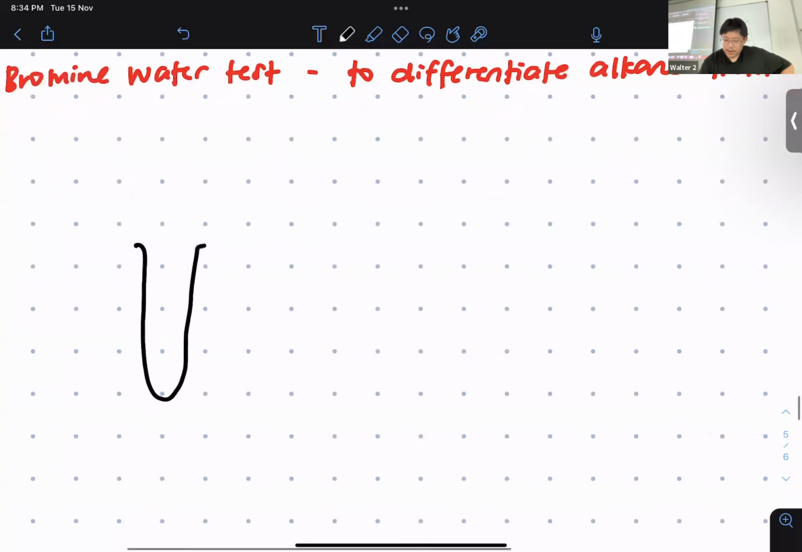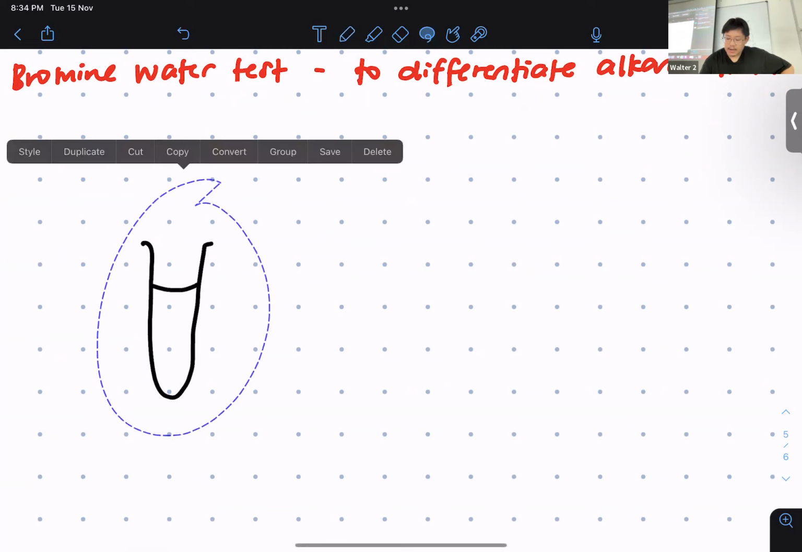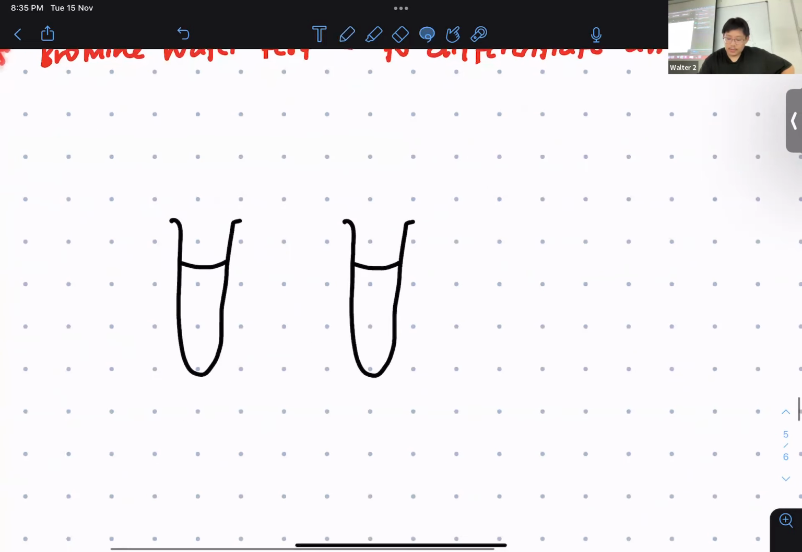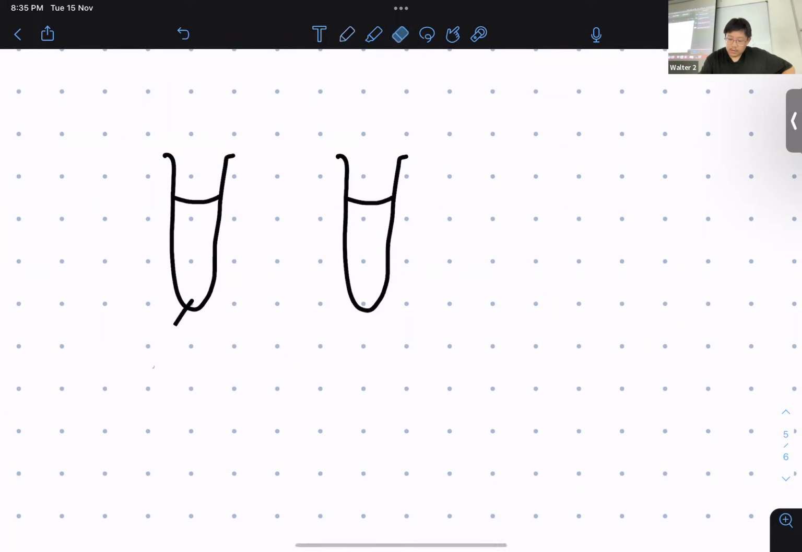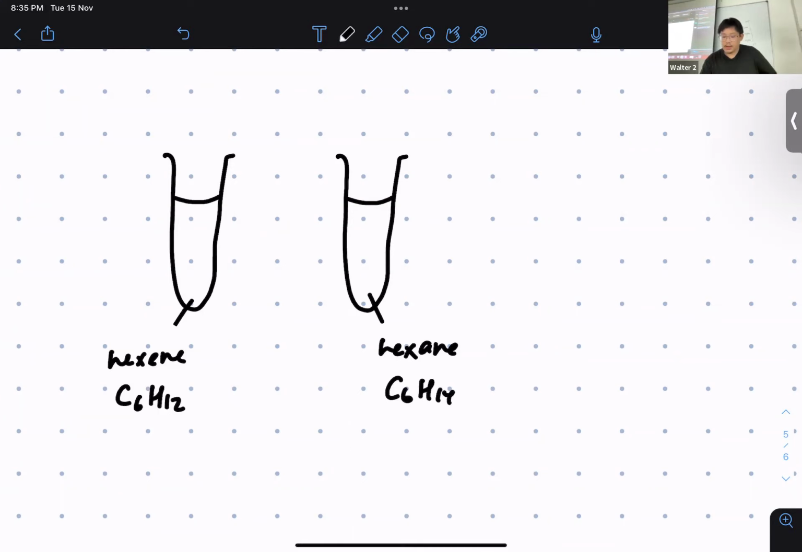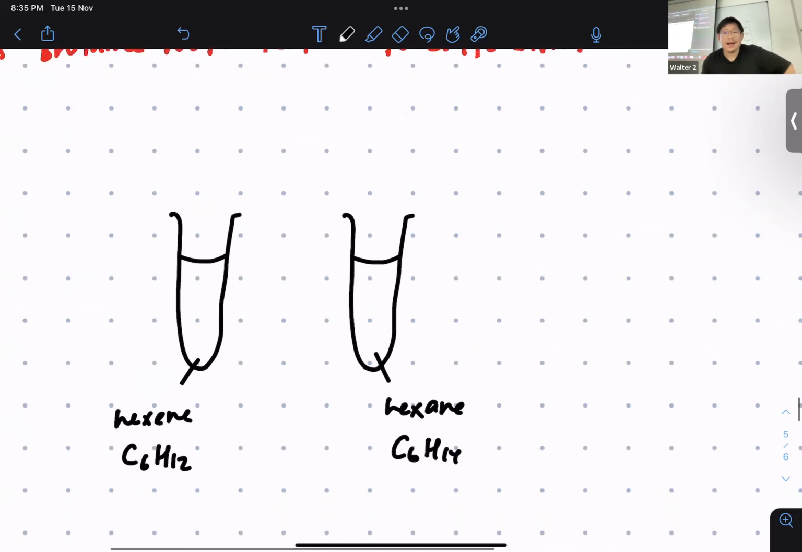All right, so imagine right now you have two different test tubes, okay? Say, for example, one contains hexane and one contains hexene. So maybe I'll say this is hexene, and this is hexane. So this will be C6H12. This will be C6H14. All right. So imagine right now both liquids or both substances are technically colorless.